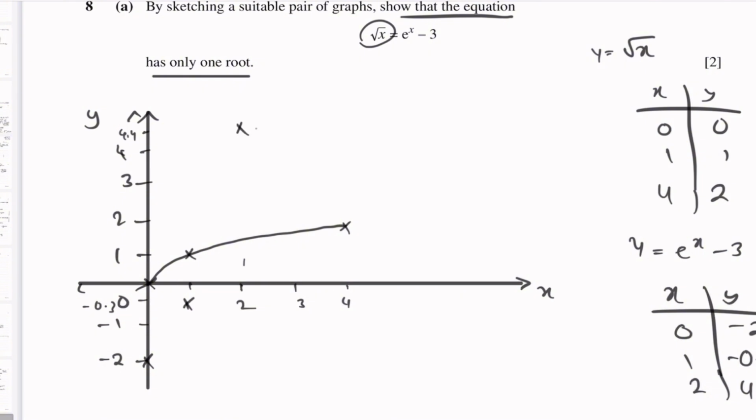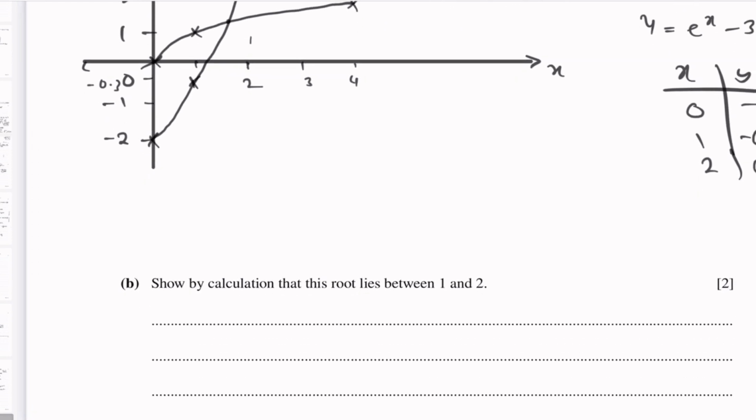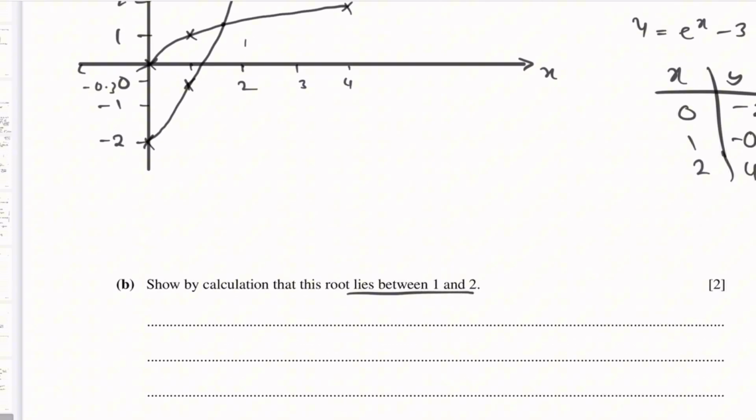And then since it's exponential, it's going to look something like this. And obviously you have to make it a little less squiggly. Okay, and yeah, perfect. We have only one intersection point, which shows obviously equals 1 root.